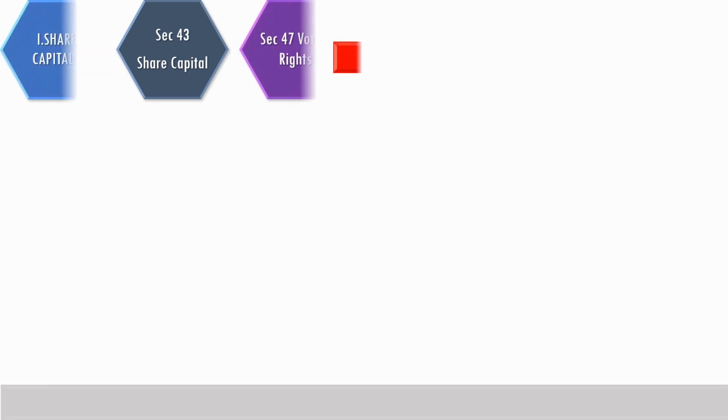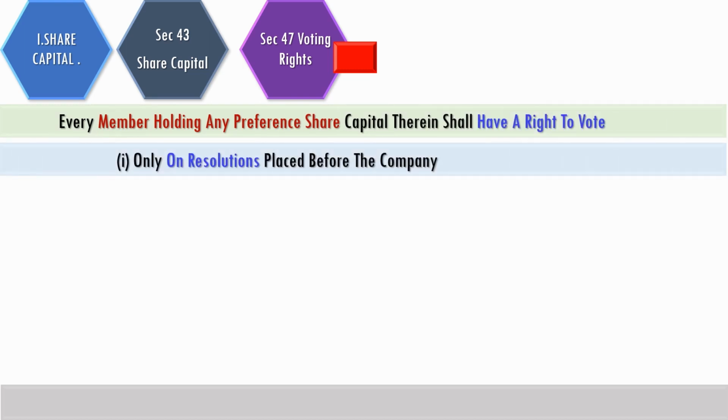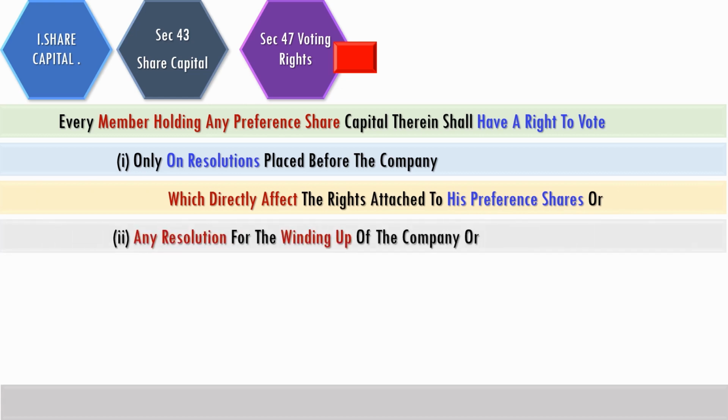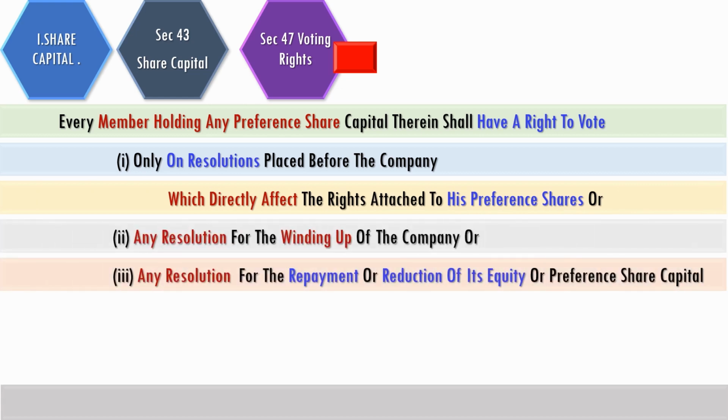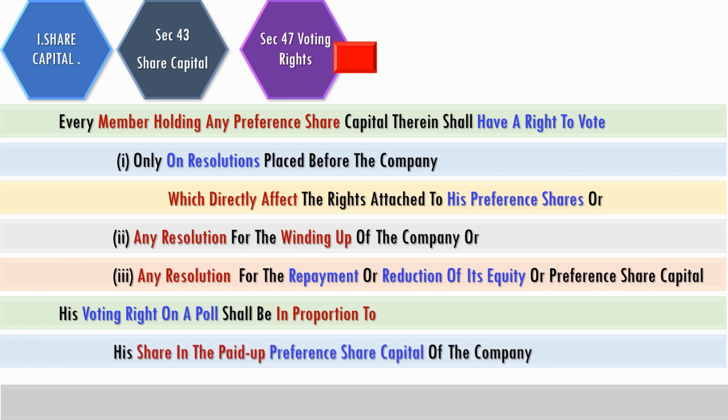Section 47. Voting rights of a preference shareholder. He can vote on a resolution that affects his rights, and he can also vote on a resolution for winding up of the company or a resolution for repayment or reduction of equity or preference share capital. His voting right on a poll shall be in proportion to his share in the paid up preference share capital of the company.